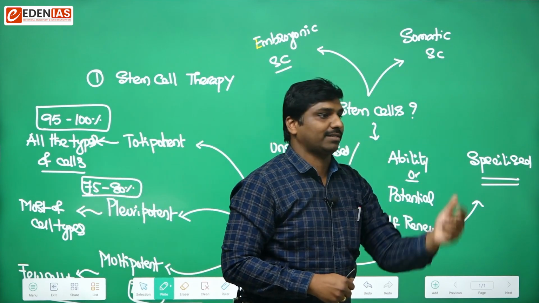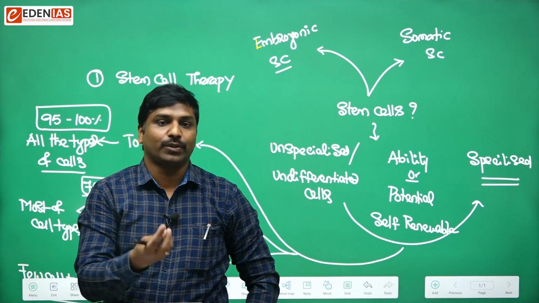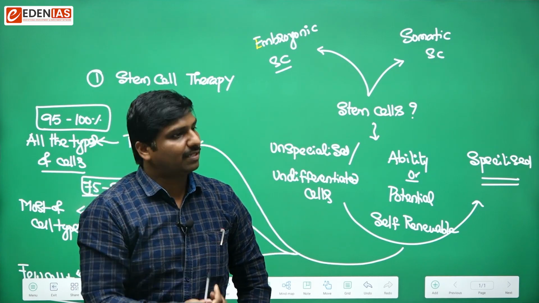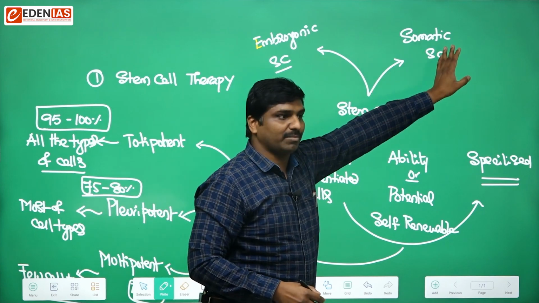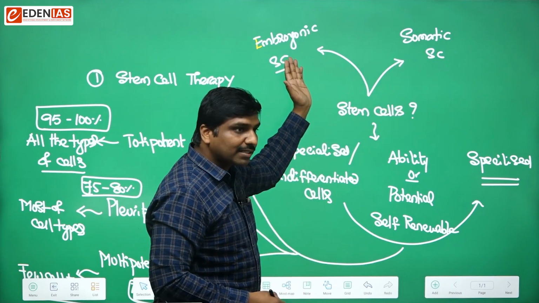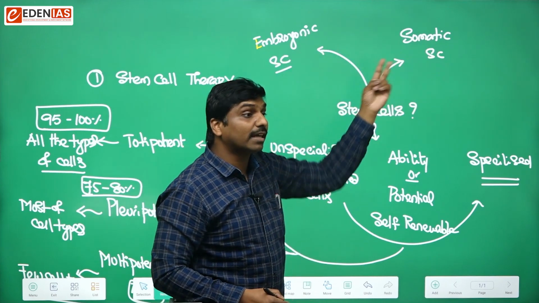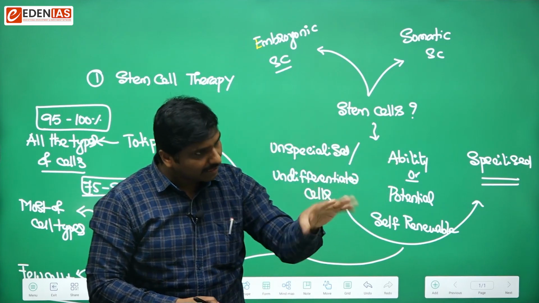So they are embryonic stem cells, and the cells which we have collected from the body cells, let's say for example bone marrow. From bone marrow also we can have stem cells. Such kind of stem cells are somatic stem cells. Okay, so embryonic stem cells, somatic stem cells. These are the two important types of stem cells that we will have.